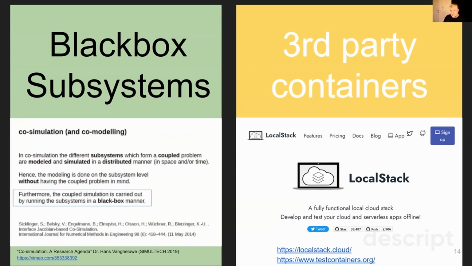And when I saw a talk around co-simulation and co-modeling, it discussed how some of the models are black boxes and we don't know what is happening. And this reminded me of a product called LocalStack, where when you have a SaaS provider like Amazon or Google or another service, you're not able to fork or copy that environment.